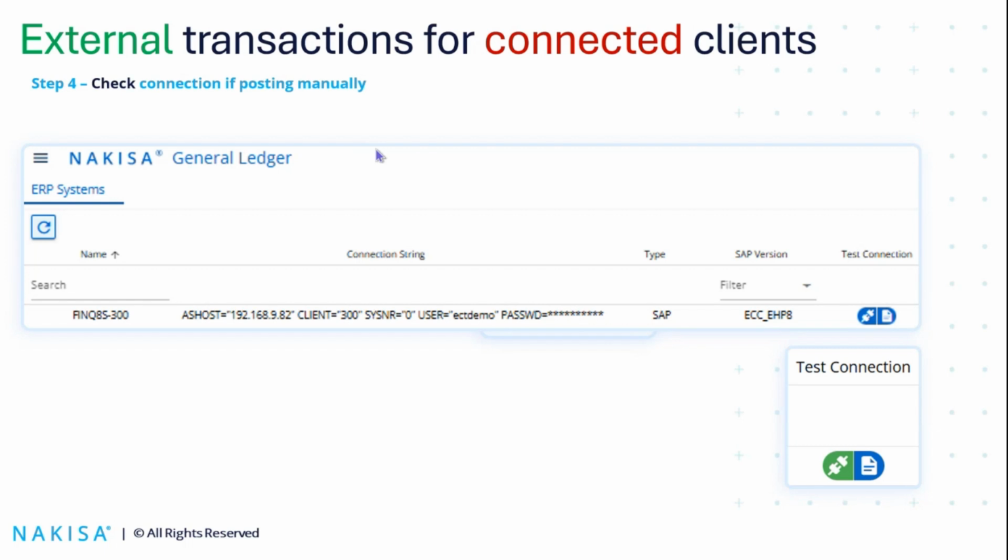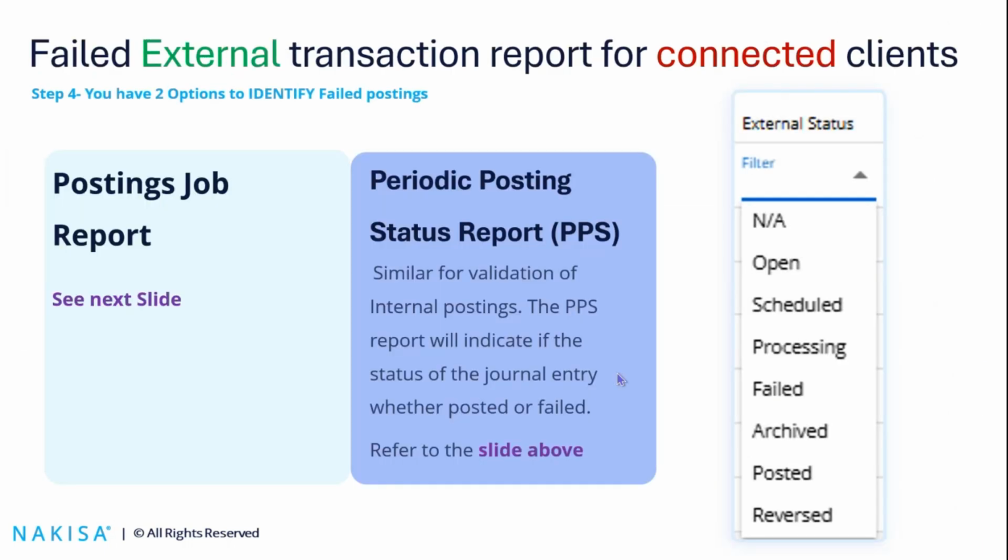I highly suggest that if you're running the job manually, at least you come to your Nakisa General Ledger. Again, this is only for the people who have access to the General Ledger. You come to your ERP system and you simply click on this icon right here, test connection. If this is green, you're good, you can post. Sometimes it does happen that the connection is not there, and you post an entry and it automatically fails.